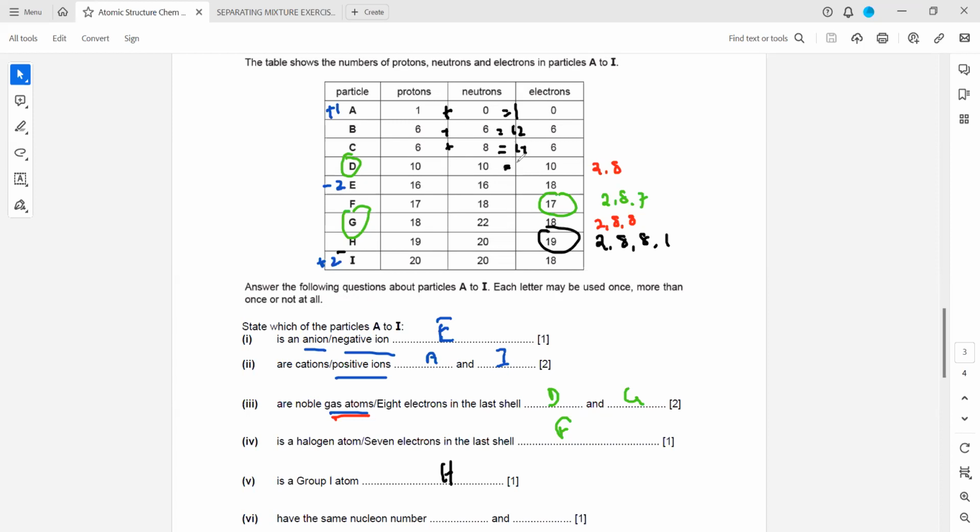This will be 14, 20, 32, 35, 40, 39, and 40. So which two have the same nucleon number? When we check, G and I have the same nucleon number, so we can say G and I. One is G, another one is I. Is it clear? The last one? Any doubt in this?